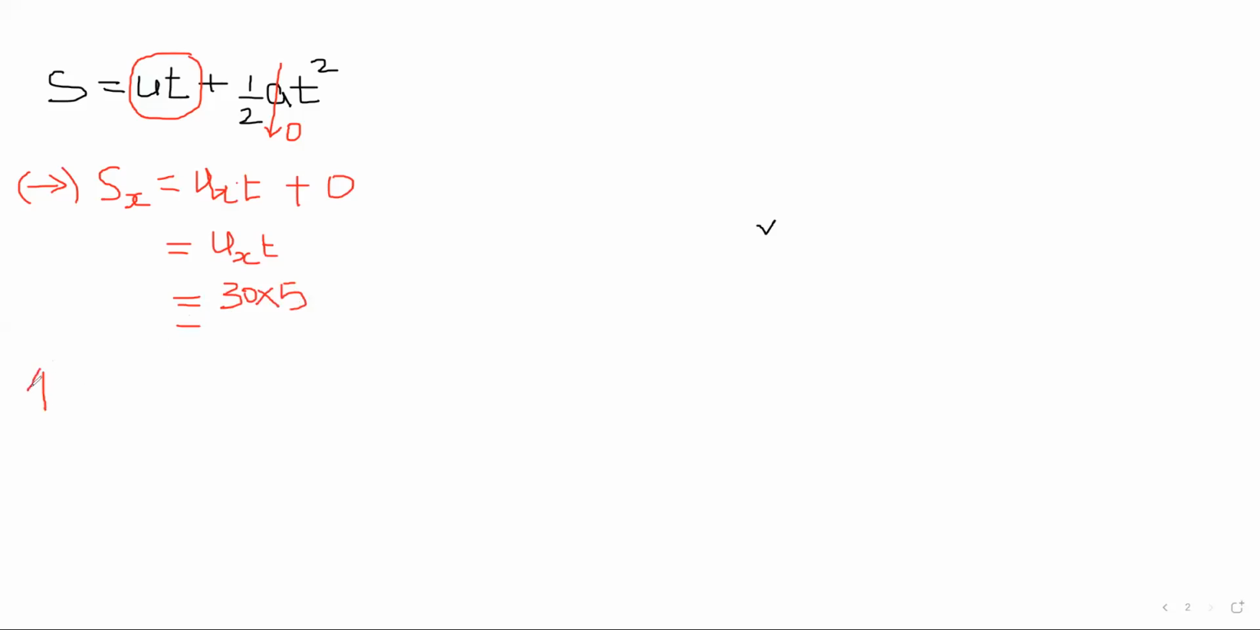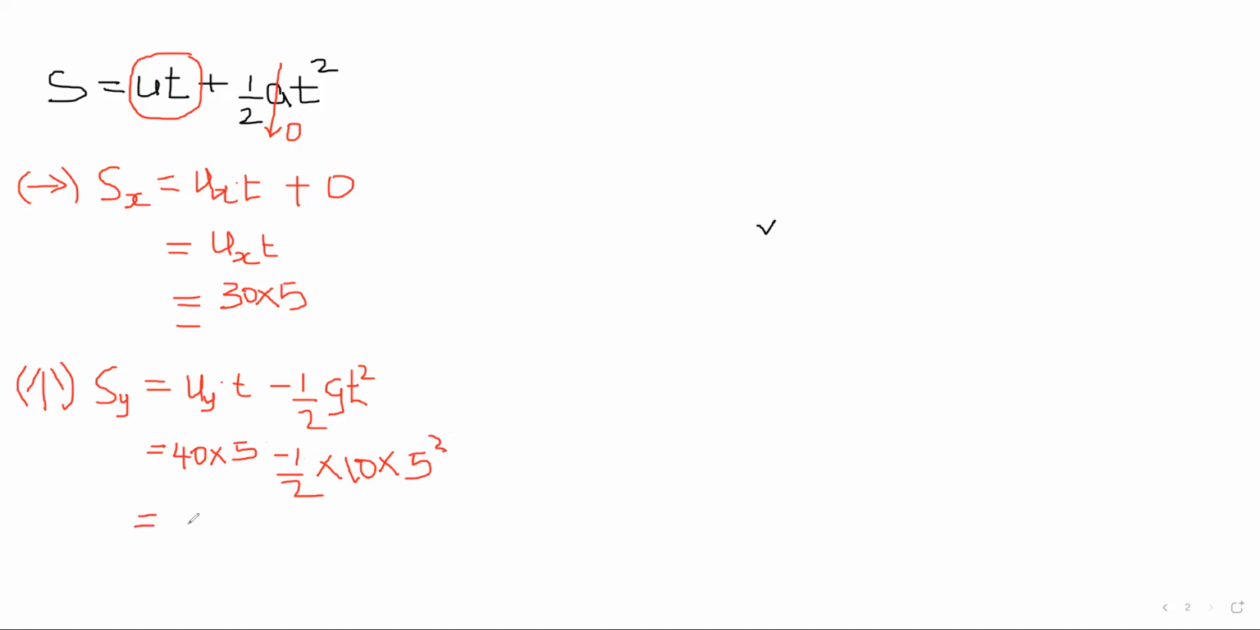Then you can use the same equation in the vertical. So you get Sy, which you called, I think, Y. The denotations shouldn't confuse you. It is the same working. You just need to understand the principles behind it. So I'm putting a half g because the body is initially projected upwards. Here I think you had 40 times 5, then minus a half, and take g as 10, then t is 5 squared. I think this is where you got, John, I don't know which answer you got here.